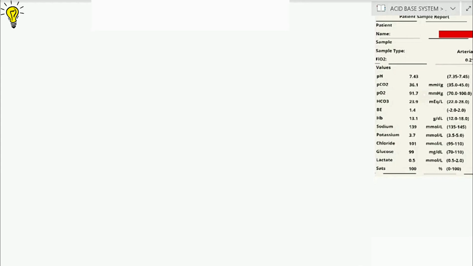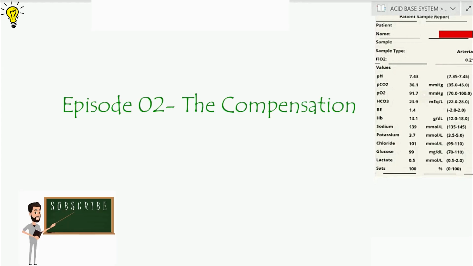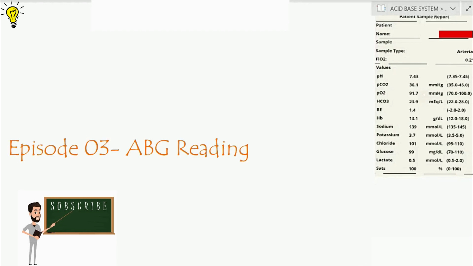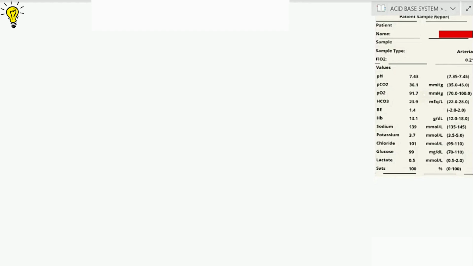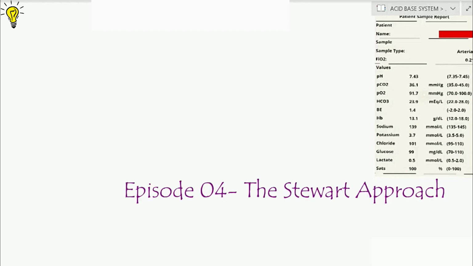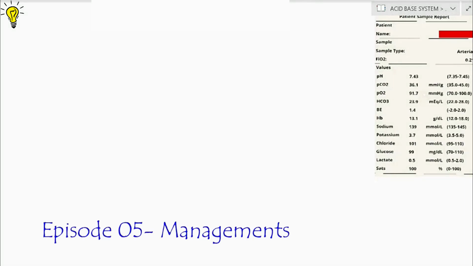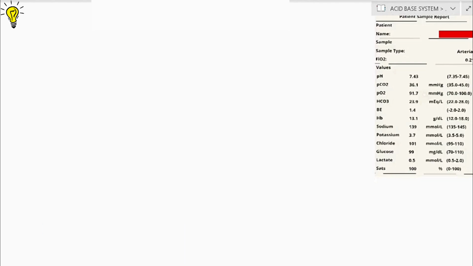In episode 2, we will dive into compensatory mechanisms, and in episode 3, we will practically read the ABGs with learned mind. In episode 4, I will introduce you to Stewart approach, which is a more advanced approach to viewing the pathophysiologies of acid-base balance. And in the final episode, we will dive into the treatment and management once the diagnosis is made through good ABG reading. Let's get started then.